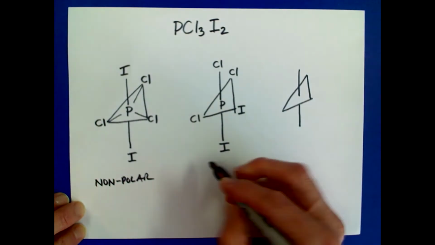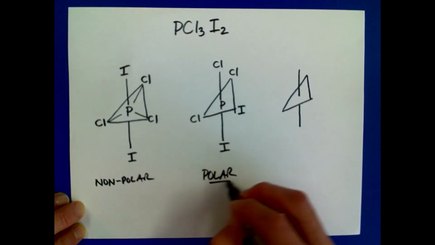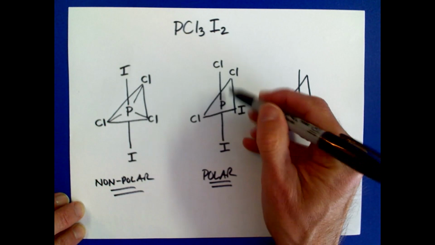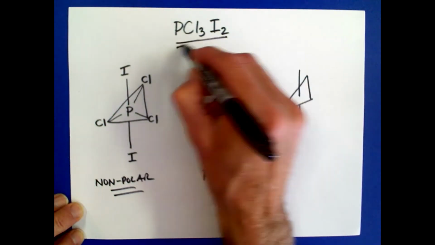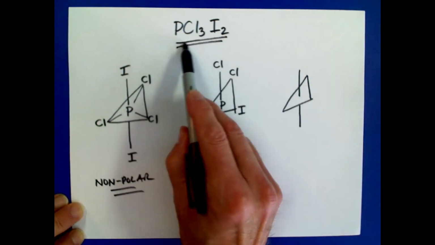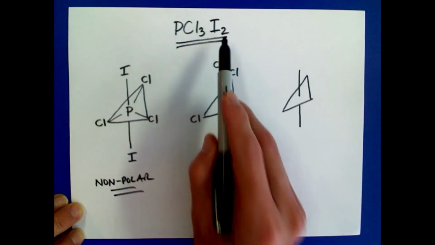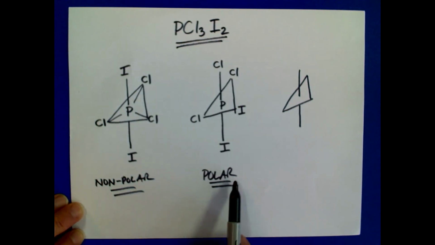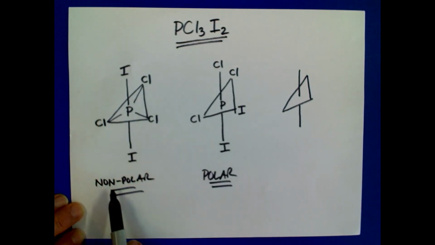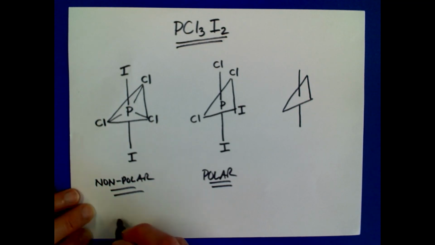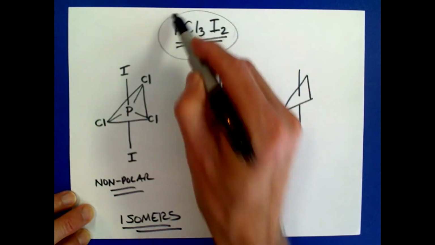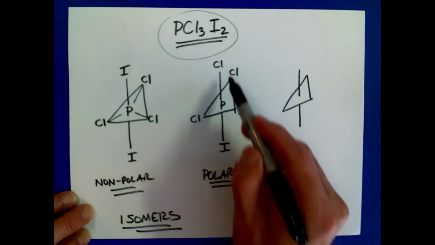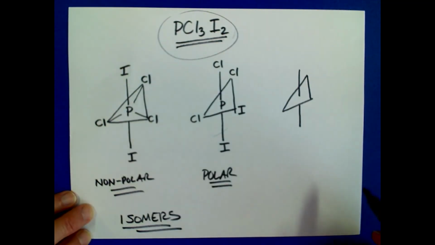Here that symmetry is lifted, and this would be a polar molecule. This would be a polar molecule because you don't have that balance in this particular molecule that you do in this one. So even though both of these structures have the same molecular formula, PCl3I2, they're actually different molecules with different properties, where one of them would be polar and one of them would be nonpolar, and these are considered isomers of one another. Isomers are substances that have the same molecular formula, but they're different structures. They're different orientations of the atoms in space.